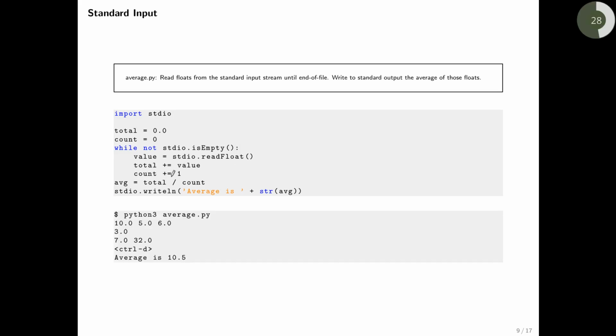So here's how we run it. We say python3 average.py, and when you do that, the program simply waits for input. All right. So it's basically blocking at this call stdio.isEmpty, and then let's say we type a number 10 and hit enter. So since this was 10 and not the end of file signal, this returns false, and not false is true, so we are inside. So we end up reading 10 via this call to readFloat.